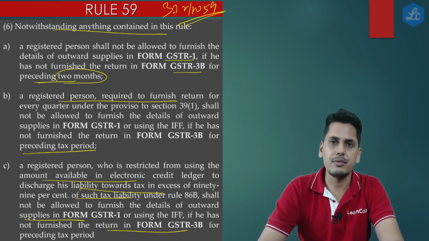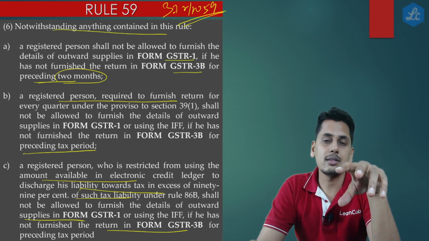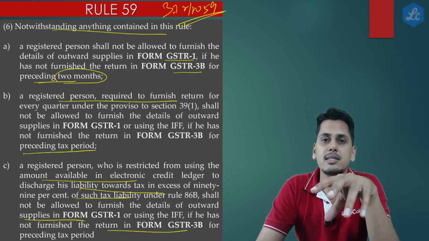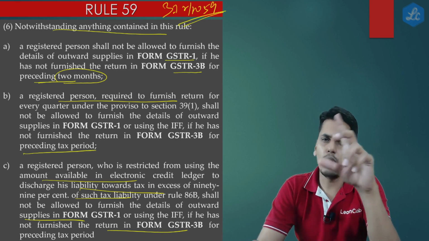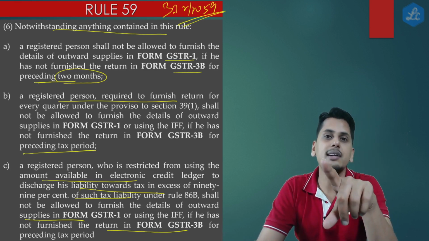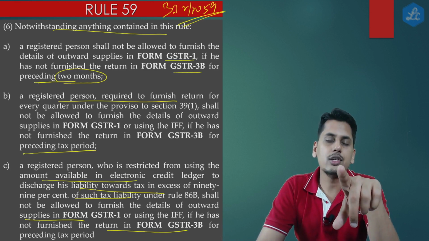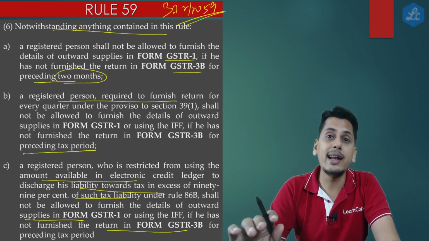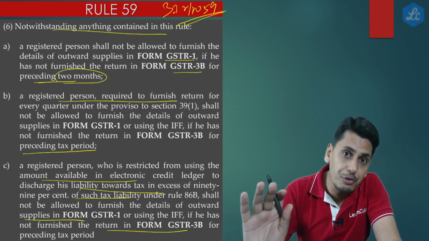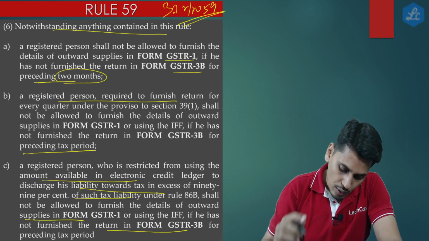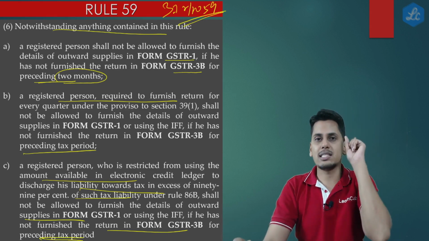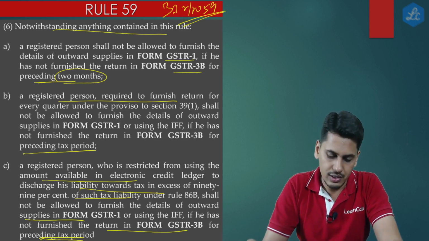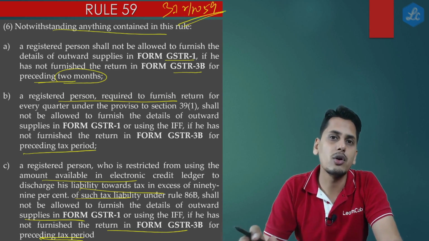What it is trying to say, friends, is that for those registered persons for whom Rule 86B is applicable, what was Rule 86B? At least 1% of your liability should be paid from the electronic cash ledger. So for those persons, if they have not filed their GSTR 3B for the preceding one tax period, in those cases GSTR 1 or IFF is not going to be allowed.